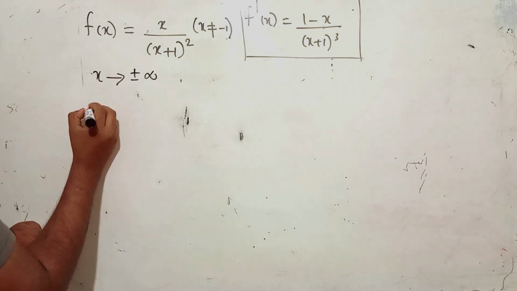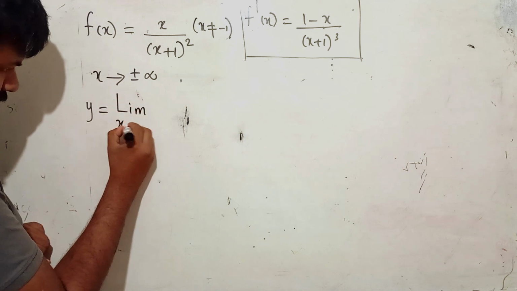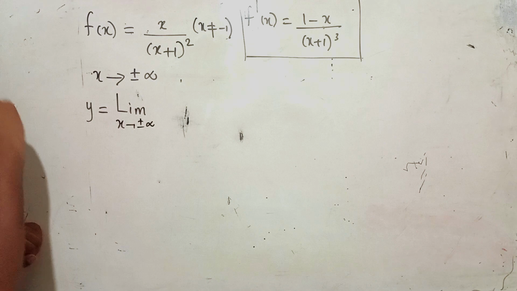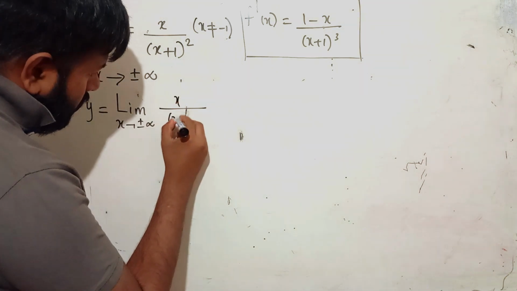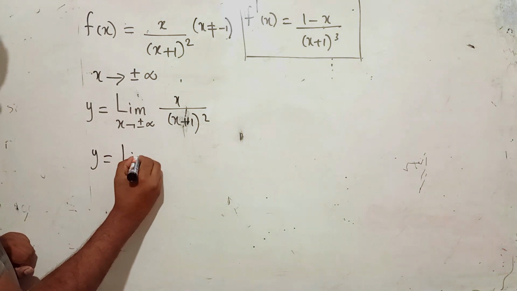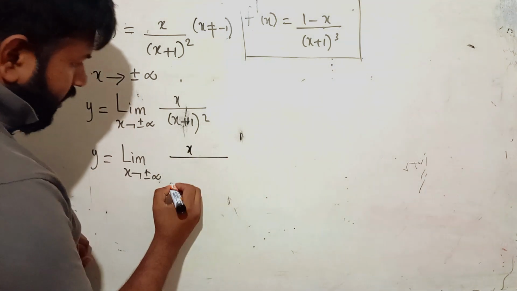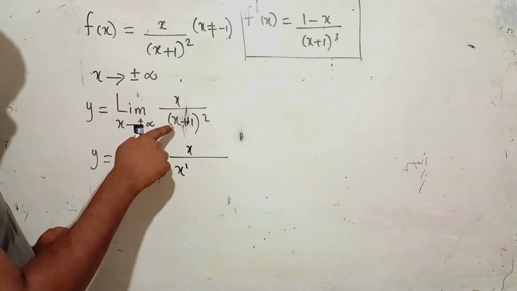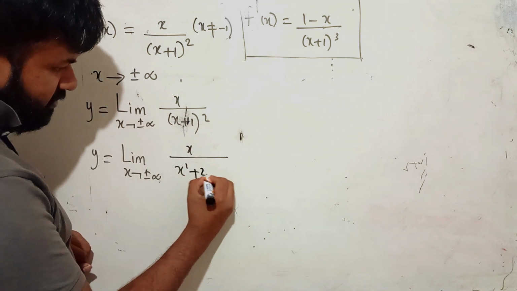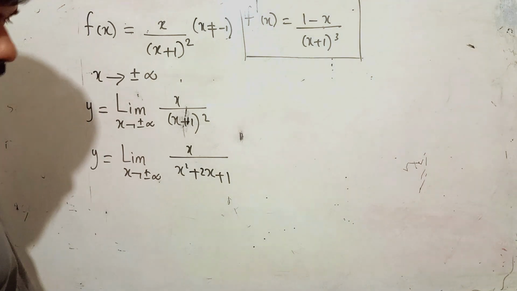So we have to find the corresponding y values. You have to find the limit, when x tends to plus or minus infinity, of x over x plus 1 whole thing squared. It's a rational function, which has two polynomials in the numerator and the denominator. For convenience, I'm going to expand this: x squared plus 2x plus 1. In the numerator, you have a first order polynomial of x. In the denominator, you have a second order polynomial of x.